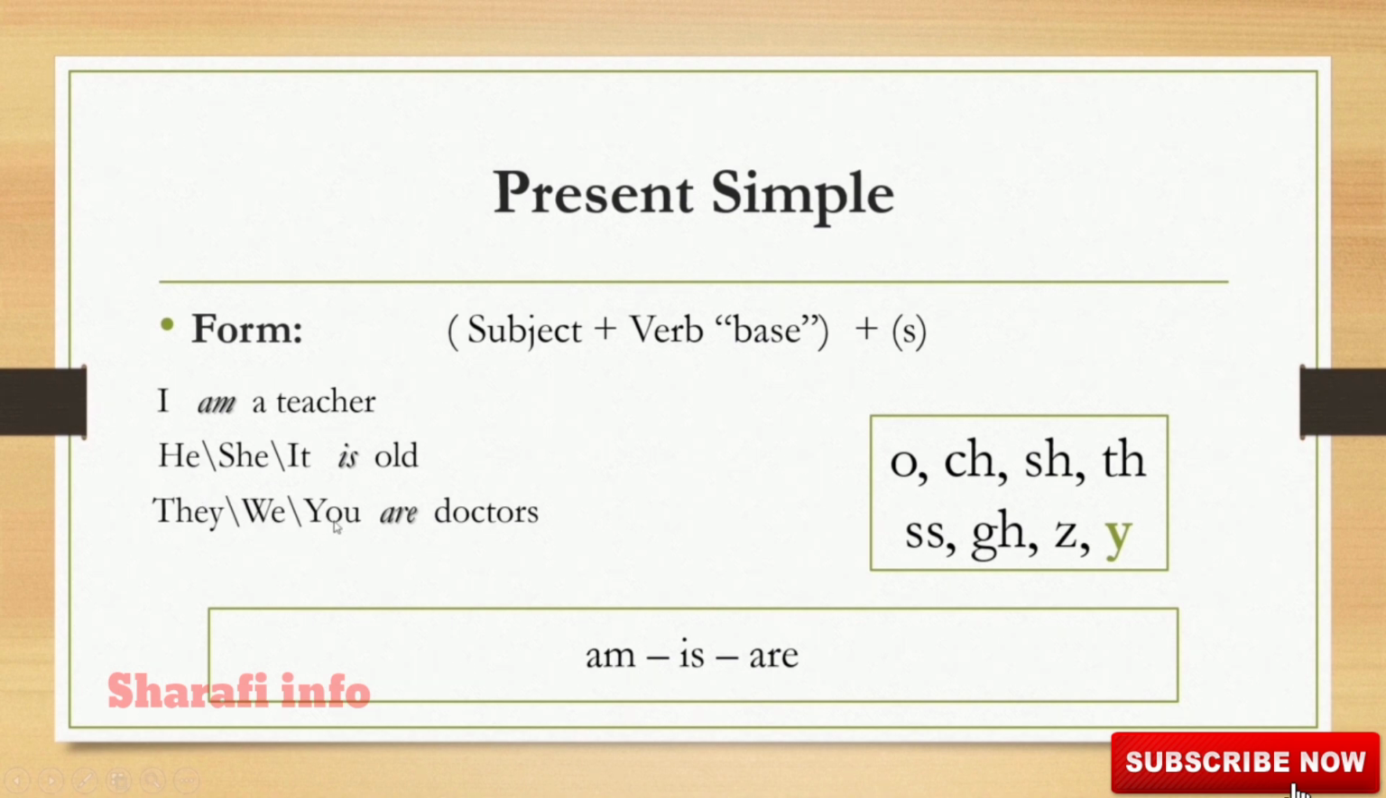They, we, or you are doctors. We use are with you, we, and they. Here we used you as a plural form, but sometimes we can use it as a singular form, like you are a doctor.